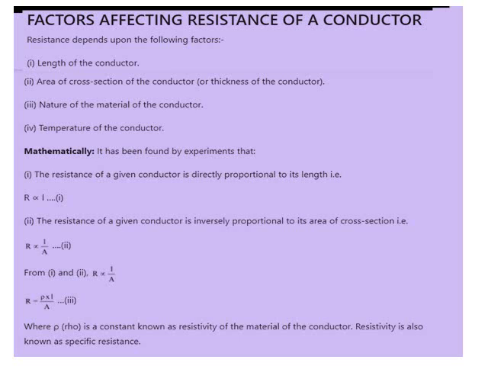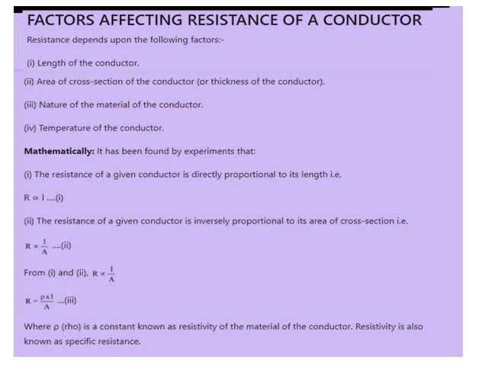So we have seen in the first one, the resistance is dependent on the length. How is it dependent? It is directly proportional. That means when length increases, resistance also increases. So the resistance of a given conductor is directly proportional to its length. R is proportional to length. Now let us keep it as equation number 1.